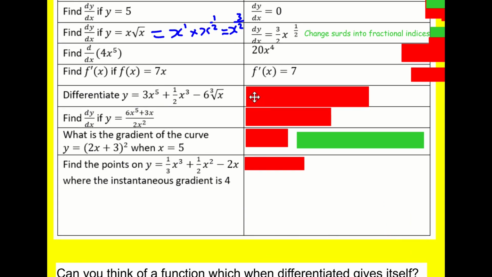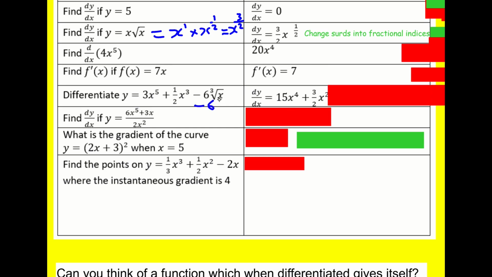So what did you get for this one? Well, the first one, I bring the power down, subtract one, it's going to be 15x to the 4. The second one, I times by 3. I'd write that as 3 over 2. Always write it just as an improper fraction. I wouldn't write it as 1.5, to be honest. The last one, again, I've got to be able to deal with my thirds. This is 6x to the third. So I multiply through by a third. I'm going to get minus 2. And then when I minus 1 from a third, I'm going to get minus 2/3. Sorted.